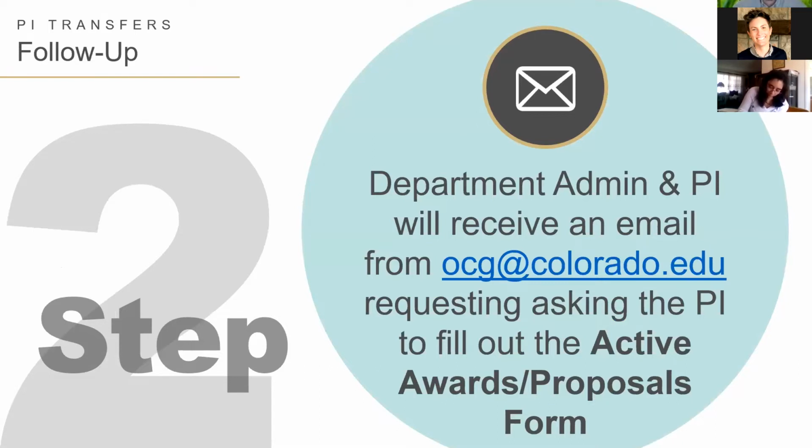And it's going to ask the PI to fill out what's called the active awards and proposals form. On this form, they're going to list out all their different active awards, whether it's a grant, a contract, or a service agreement. It's going to ask for things like the speed type, the project number, the award number, and the proposal number. And we can always assist you with that information if you need help identifying it.